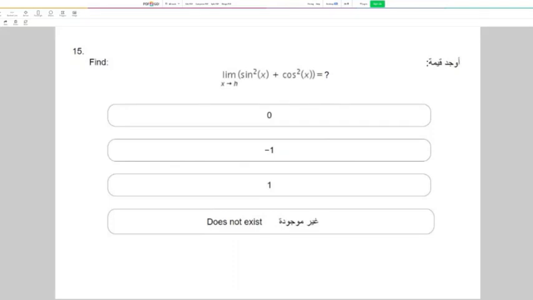Find the limit as x approaches h of sine squared x plus cosine squared x. So we know it's a rule that sine squared x plus cosine squared x equals 1. So also, the limit as x approaches h of sine squared x plus cosine squared x is going to equal 1.